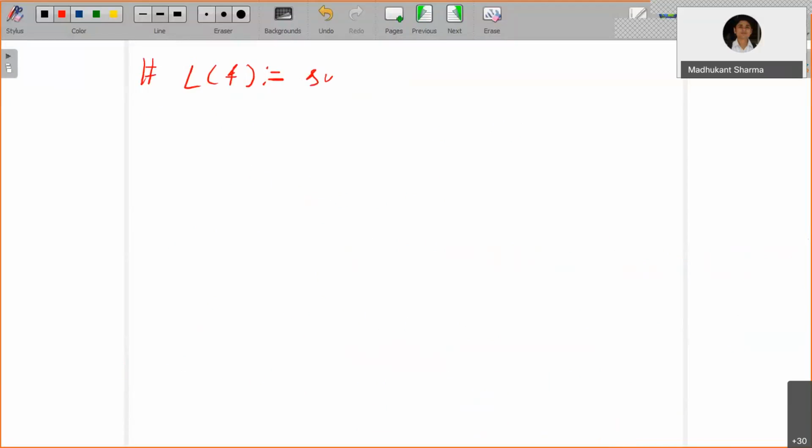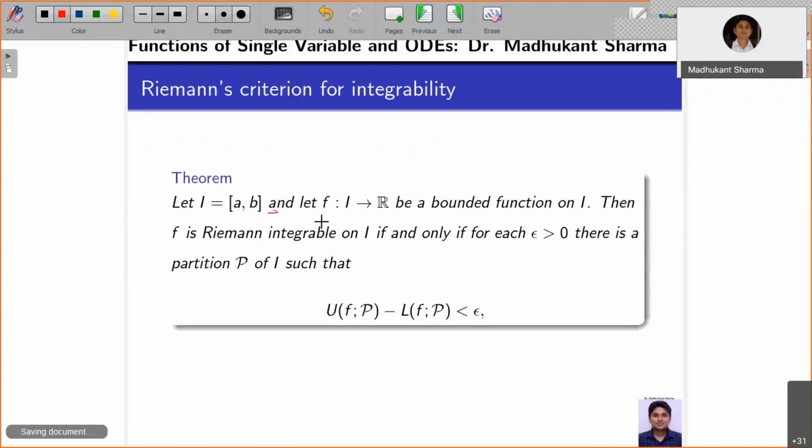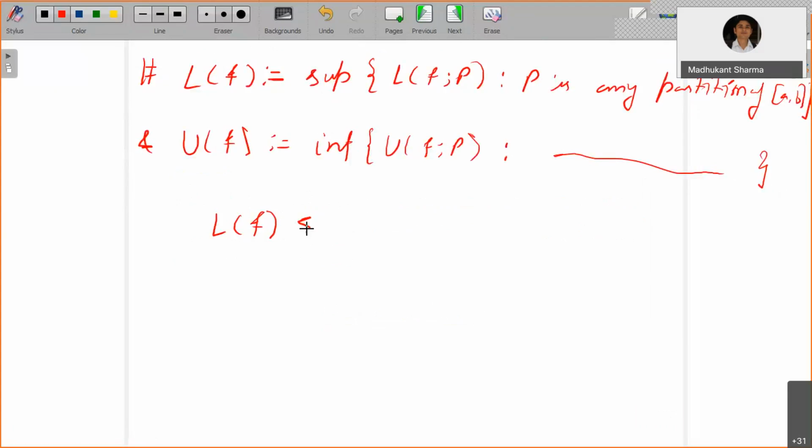So we have shown all these things. L of f is the supremum of L(f,P) such that P is any partition of the interval a to b, and U of f is defined as the infimum of U(f,P) such that P is any partition of [a,b]. And we have seen the relation between them: L of f is less than or equal to U of f.